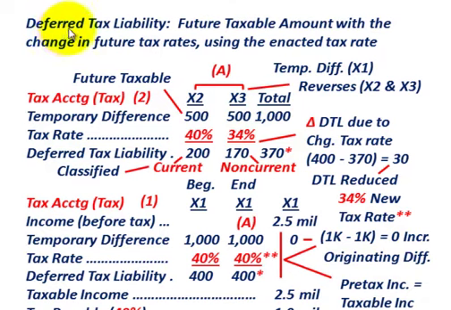What we're going to be going over here is a deferred tax liability. This is where we're going to have a future taxable amount with changes in our future tax rates, and we're going to be using the enacted tax rate to account for this deferred tax liability.